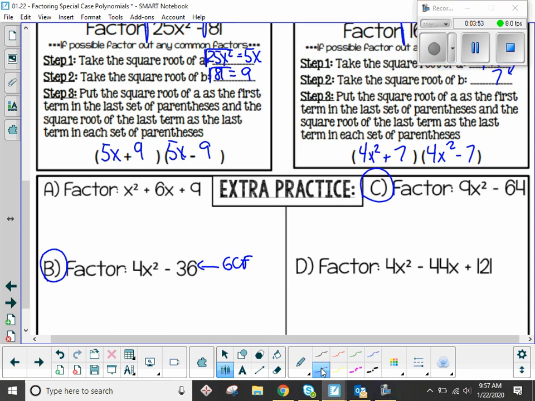C, what did you get? Perfect. You square root the first one, square root the second. This gives you 3x. This gives you 8. You just make a plus version and a minus version. Does it matter which order you write those in? Like, could I have taken these and flipped them? Yep. Yes. Because when you're multiplying two things, it doesn't matter the order. That's commutative.